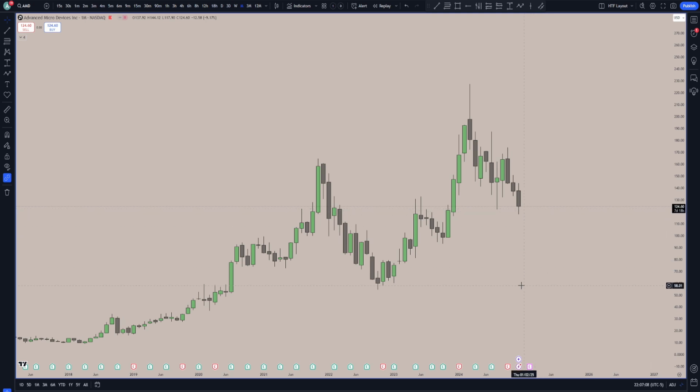Now, the strategy and the concepts I use are going to be the ICT concepts. Okay, stands for Inner Circle Trader, and the reason why I use these concepts is because, in my opinion, it truly shows how price moves and how price books. Okay, based on the AMD chart here is where we are at.